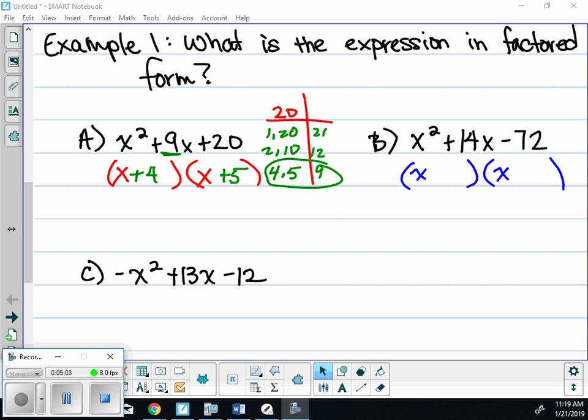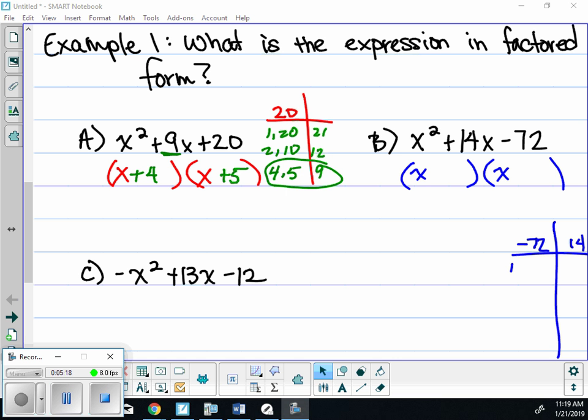And then we need to think of two numbers that multiply to negative 72, which means the signs are going to be opposite of each other and add up to 14. So we're looking for a difference of 14.